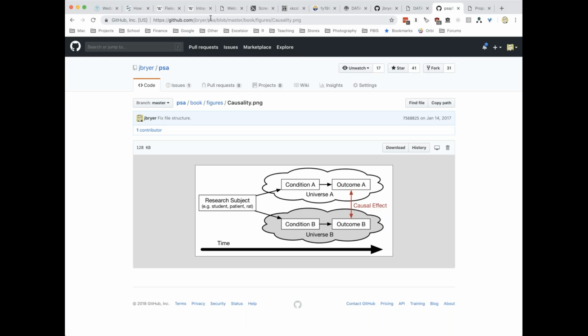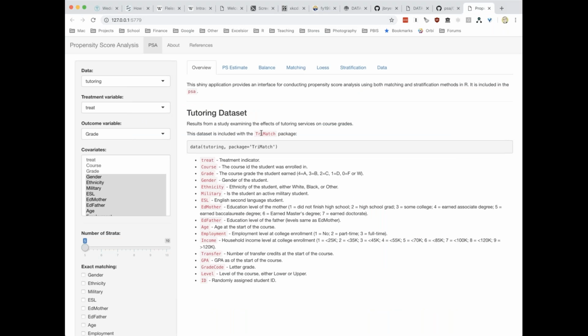So if you go, I have a GitHub. So if you go to JBriar PSA, there's a bunch of information. There's actually a whole Shiny app where I have some built-in data sets. And you can actually upload your own data set.